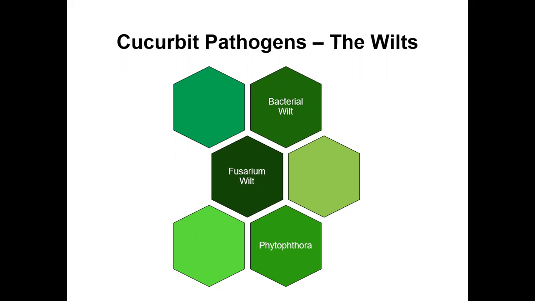And in this part of the training, I'm going to focus on the wilts, which are a number of different pathogens that cause wilting symptoms in cucurbit crops. So I'm going to be looking at bacterial wilt, fusarium wilt, and then Phytophthora, which is often called Phytophthora blight or Phytophthora crown rot.